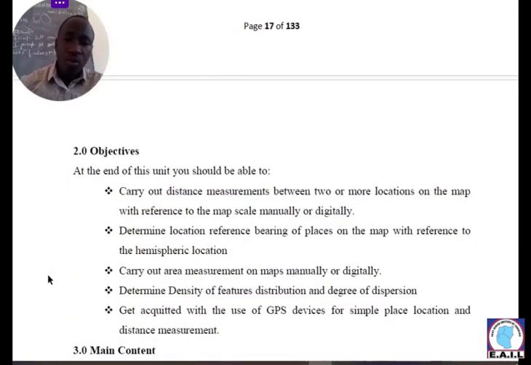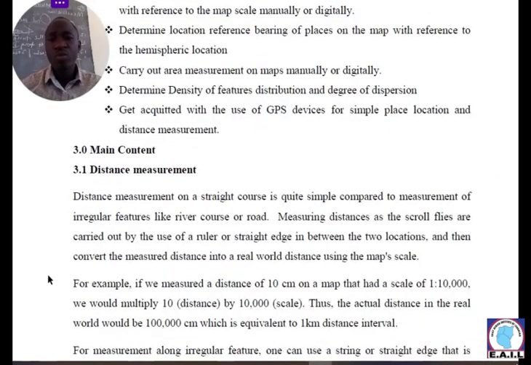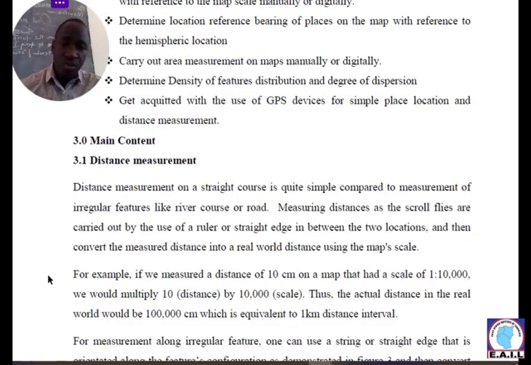For example, we are going to be looking at roads that tend to be straight, or objects that tend to be straight in line. For that, we use what we call rulers. When we are done with measuring the distances, we tend to get a given figure in centimeters. From there we have to convert that into meters, because the map may be given in meters or inches. So at least there we have to undergo what we call calculations.